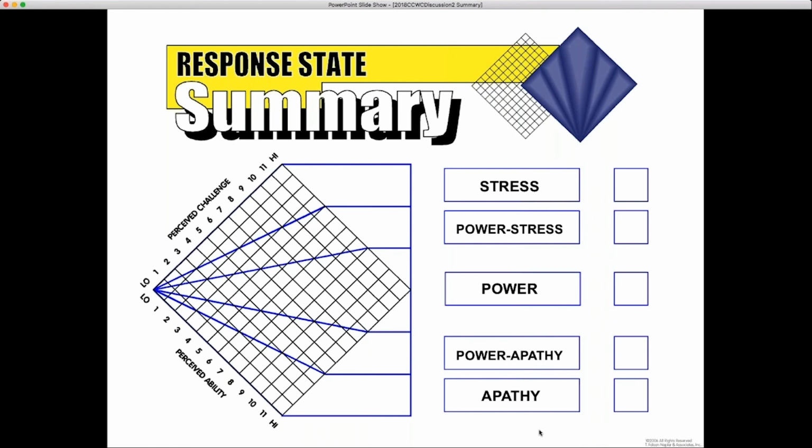Yeah, so I'm getting this, that stress is not the place people think is ideal for coaching. It's going to be very reactive, and very much about trying to get some control over the session. Probably not a great place for a coach to be. How about power stress? What does that coaching look like?